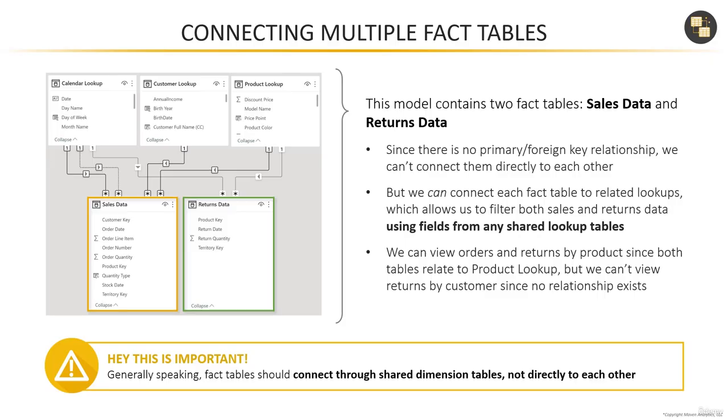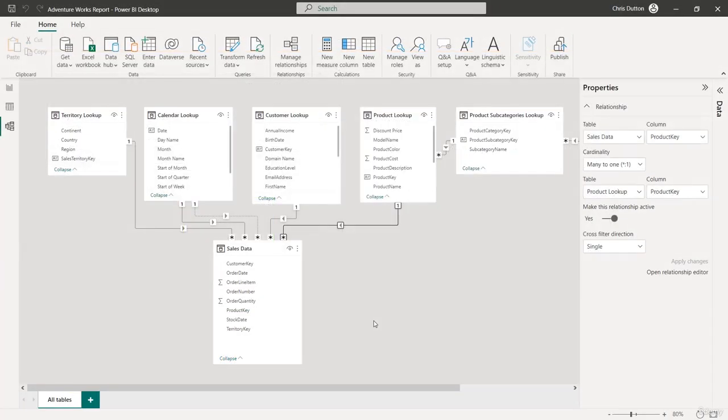So with that, let's jump into Power BI. Let's open up our AdventureWorks report. We're going to load in this returns data fact table and create the relationships that we need to connect it into our model. All right, so go ahead and open up your AdventureWorks report Power BI file. Make sure you're following along.